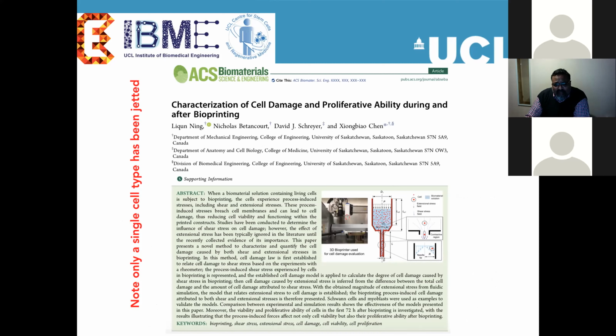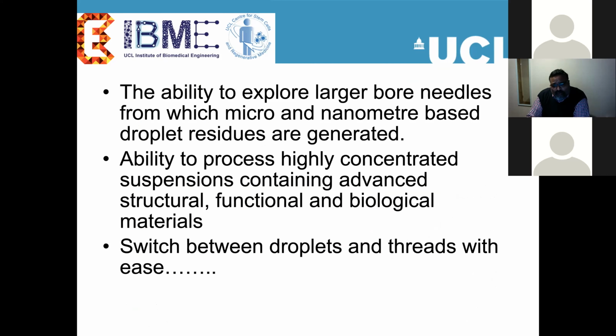But there are hundreds of articles showing that only a single type of cell has been printed, yet single cells have been damaged. So the idea is to use large bore needles, therefore reducing the shear, but also having the ability to form residues once deposited in the micro or nanometer scale. The ability to use large bore needles will also automatically allow us to put in more cells through that.